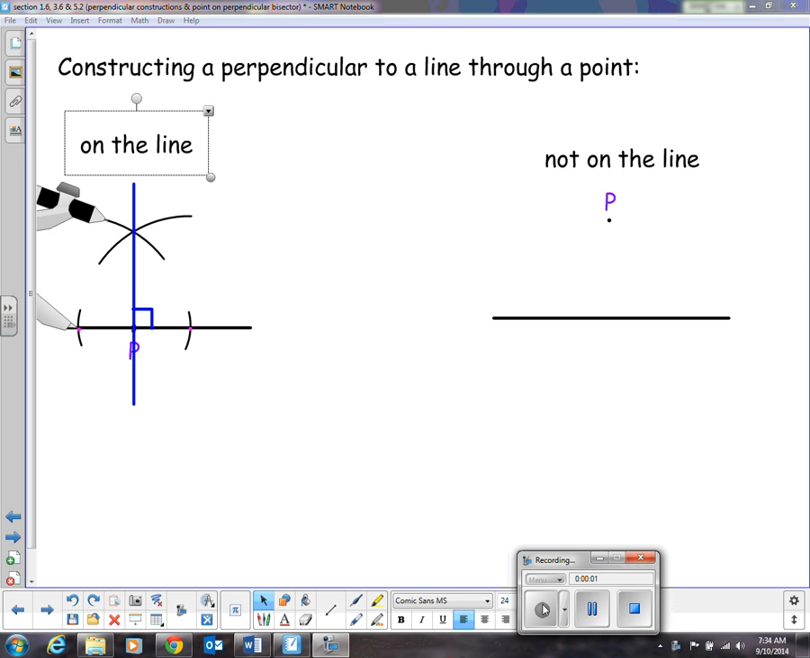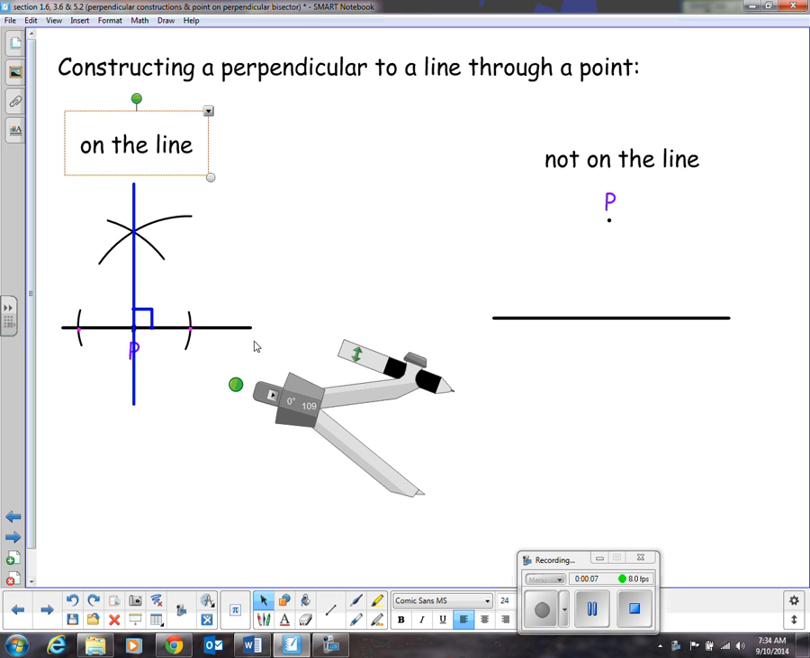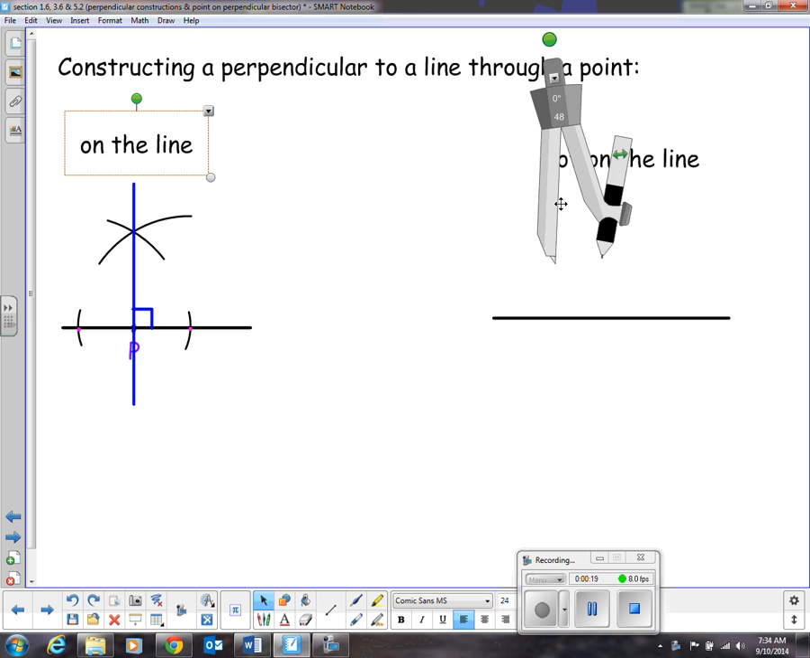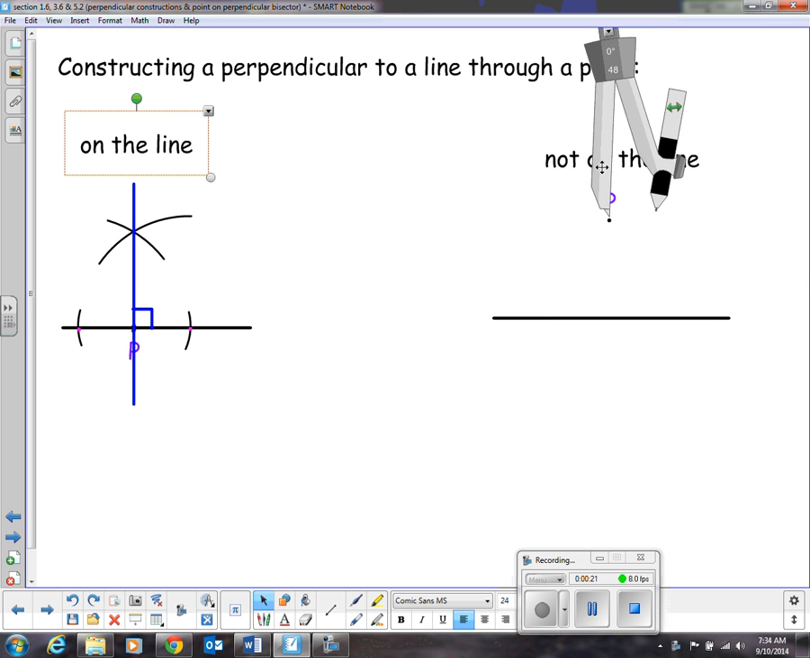I want you to see the similarity in the two constructions. When we were on this construction, where did we first put our compass point? On the point. Guess what? We're going to come up here, and the first thing we're going to do is put our compass point where? On the point. Now, granted, this time the point is not on the line, but that's okay. So, it starts on the point.